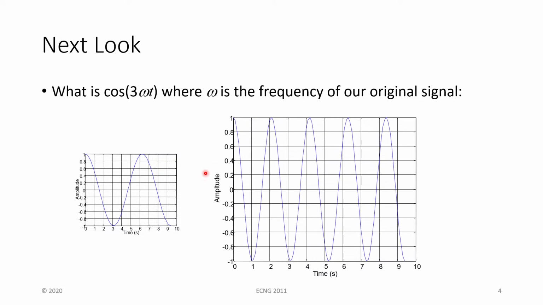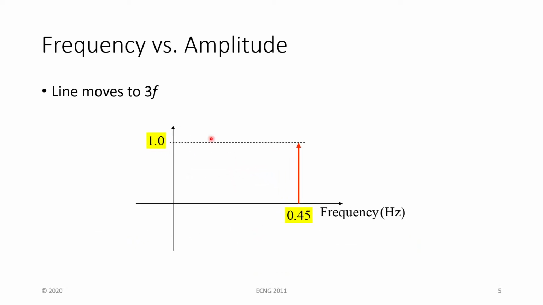But when we have, let's say, a multiple of that same frequency with respect to our sinusoid, with the same amplitude, we still have an amplitude here of 1, but we now just have a different frequency. In this case, it was 3 times the original frequency, so 3 by 0.15 will give us 0.45 Hz.